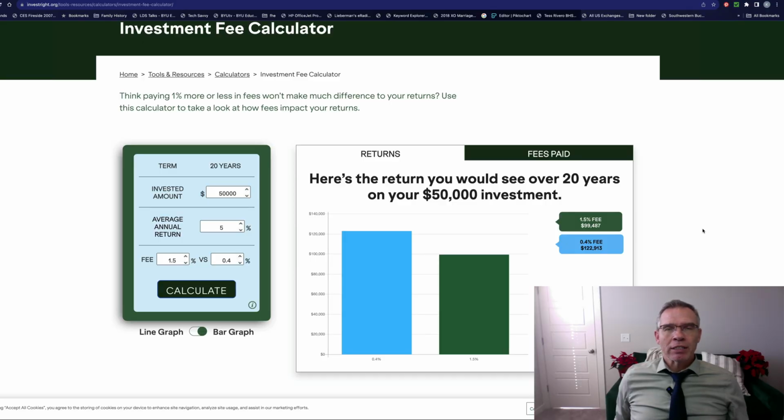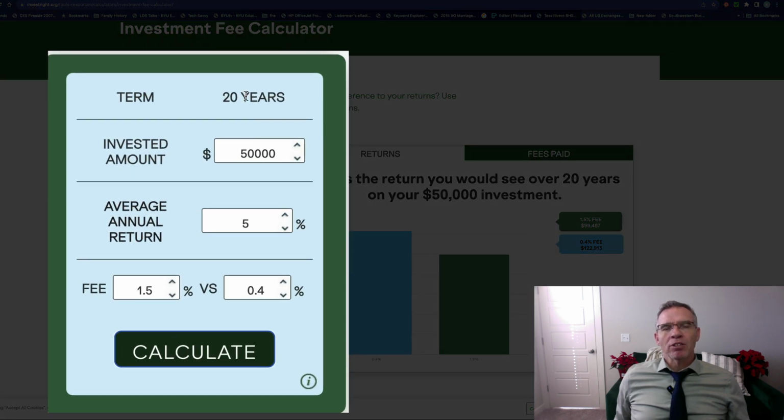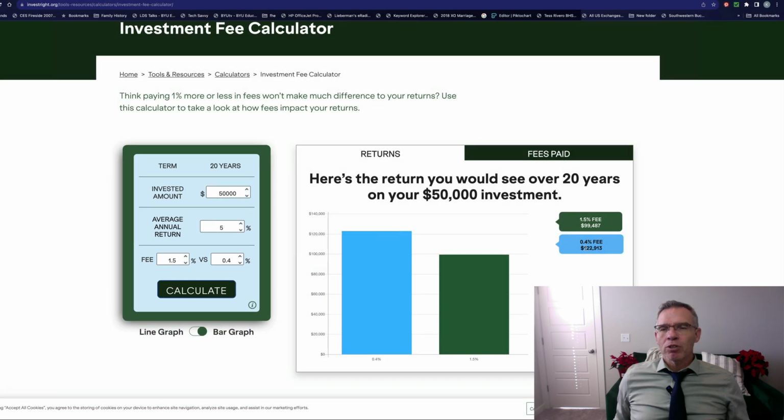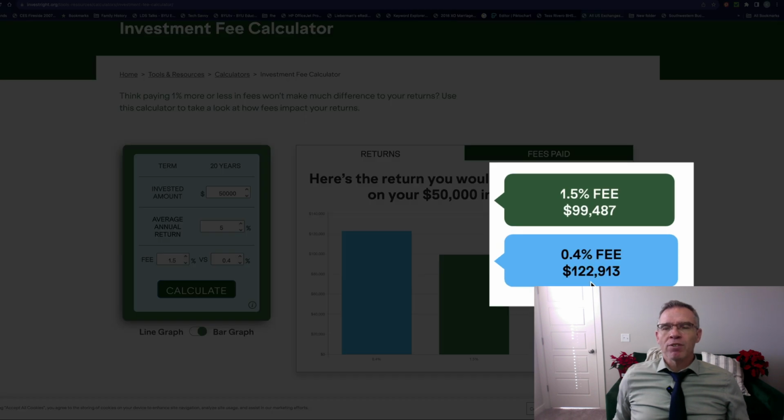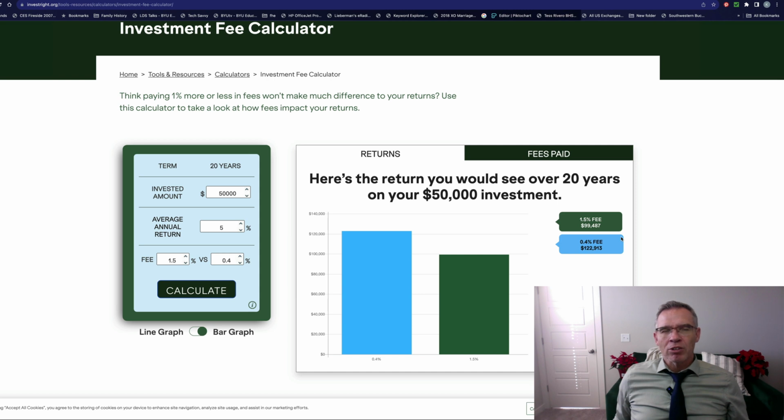In fact, here's just a quick example of how investing fees can affect your total returns. This is from investright.org. There are lots of calculators out there. I'm going to show you one that I really prefer in a little bit, but this is a quick example. A person invests $50,000 for 20 years, average annual return only 5%. That's very conservative. Fees of 1.5% versus 0.4%. When we run those numbers, we see that the total account value in 20 years for the 0.4% fees is $122,000 versus $99,500 at 1.5%. So you're looking at about a $23,000 difference.